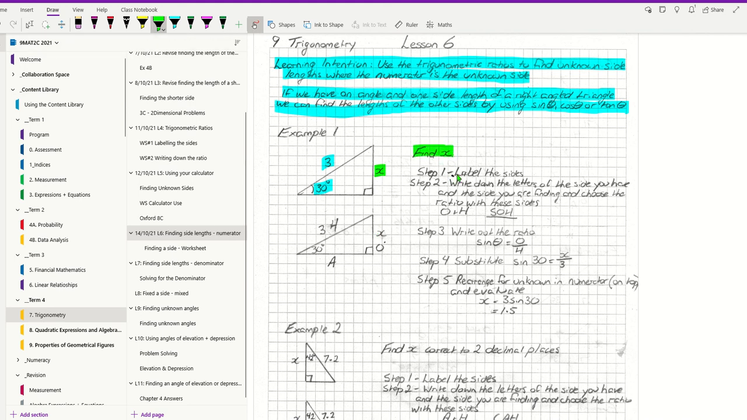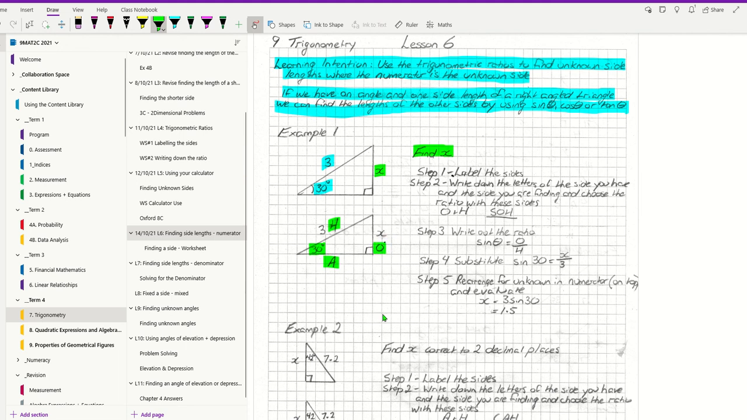The first step I should do is label the sides. There's my angle there. The right angle is over here. My hypotenuse is opposite the right angle. A, the adjacent, is between the angle and the right angle, so A is here. O is facing the angle, so this is my O here.